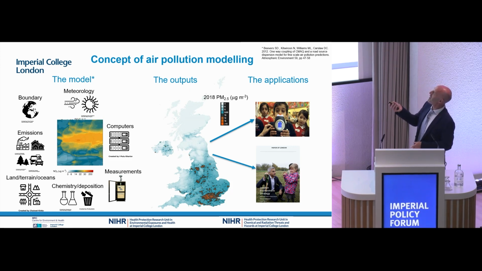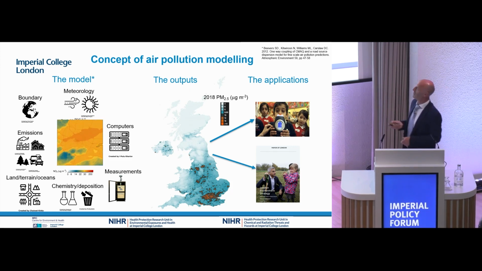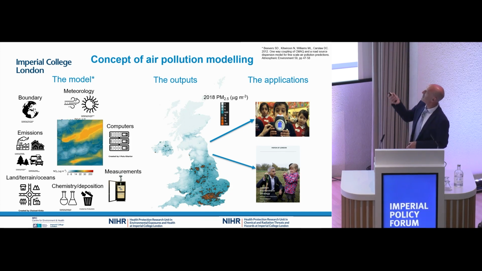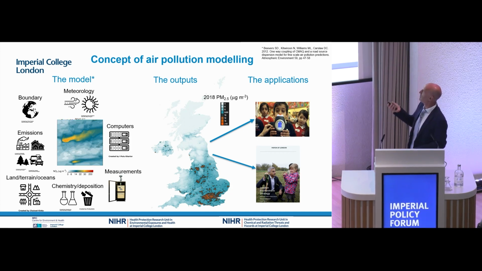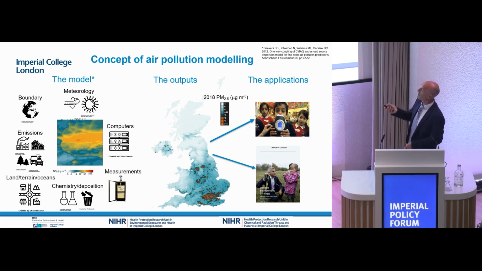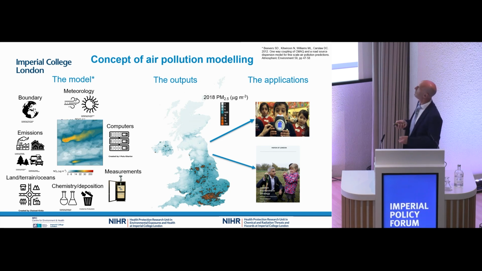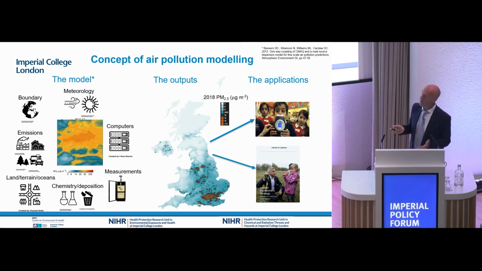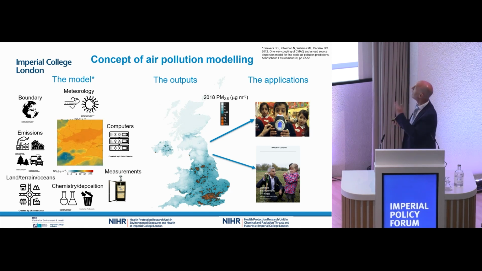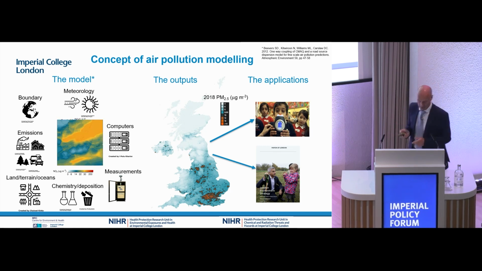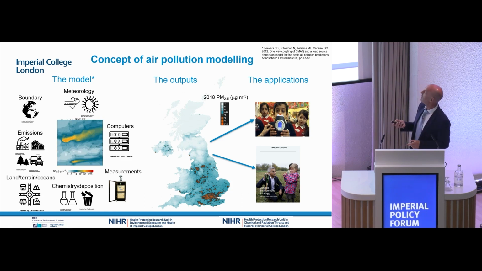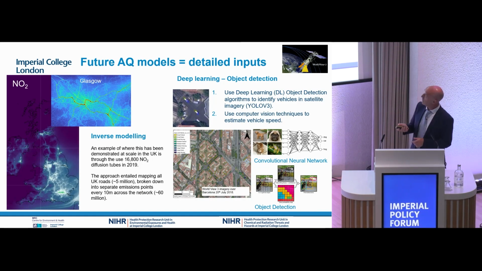So the outputs are things like this, and Dave showed this earlier. This is 2018 PM2.5 annual averages. The colour scheme shows you what the concentrations are. So in the UK, it goes from below 4 micrograms as an annual average, all the way up to 14 plus. And our models have been used quite a lot for exposure work, for health, and also for policy. So I'm going to cover those.